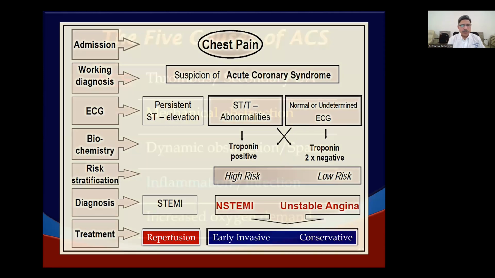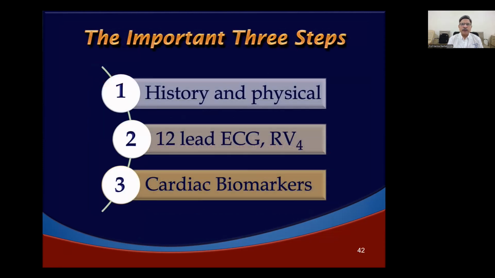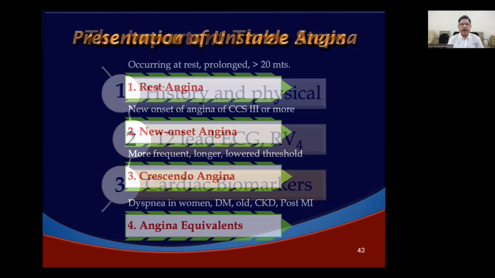Let's go for the next step. What are the 5 causes of acute coronary syndrome? Thrombosis secondary to unstable angina, mechanical obstruction, dynamic obstruction or vasospasm, inflammation and infection, and increased demand due to any reason. Now, what are the things I require? 3 steps. First is history and physical to make a working diagnosis of ACS. Second one is 12-lead ECG, and right ventricular infarction must also be thought of. And cardiac biomarkers must be done.